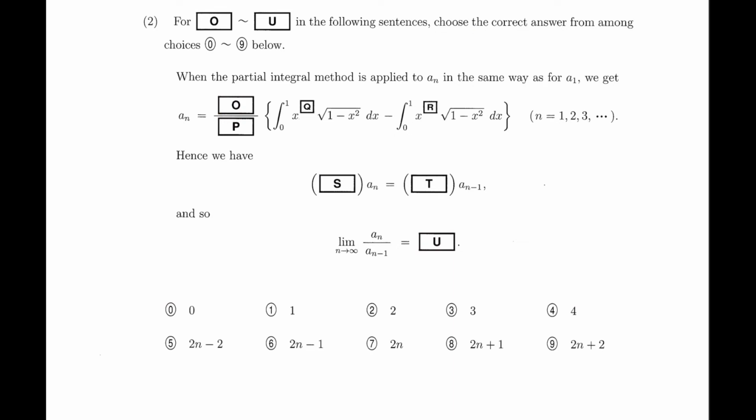The question says, when the partial integral method, once again, when we use integration by parts to An, so we talk about a more general formula of An. In the same way as for A1, we get An equals to blah blah blah. So we need to find An by using the same method as for A1, and we will obtain this.